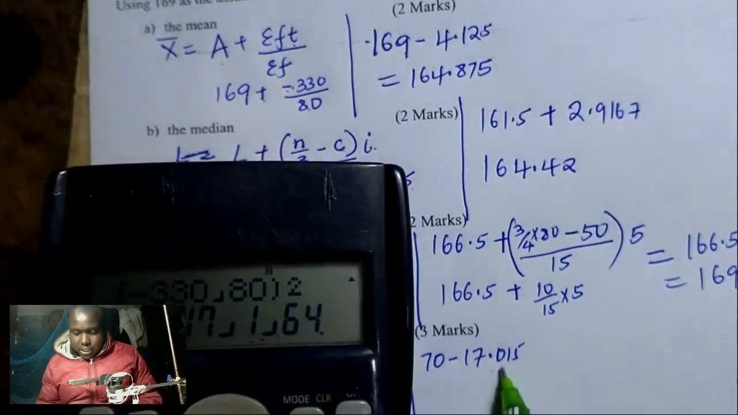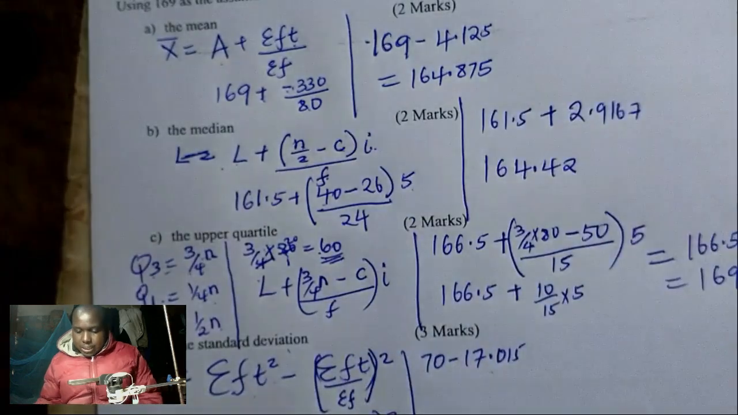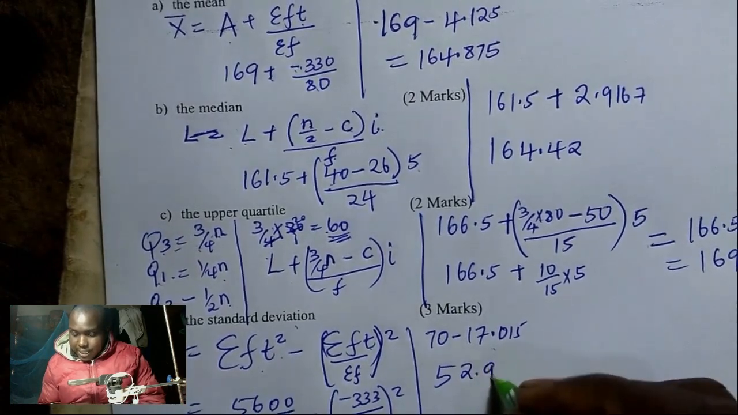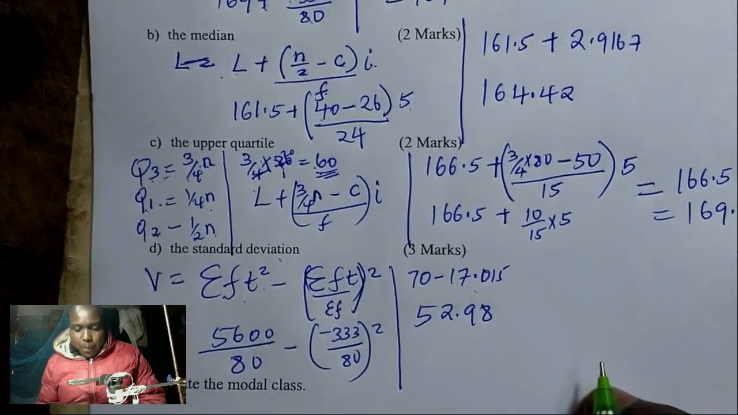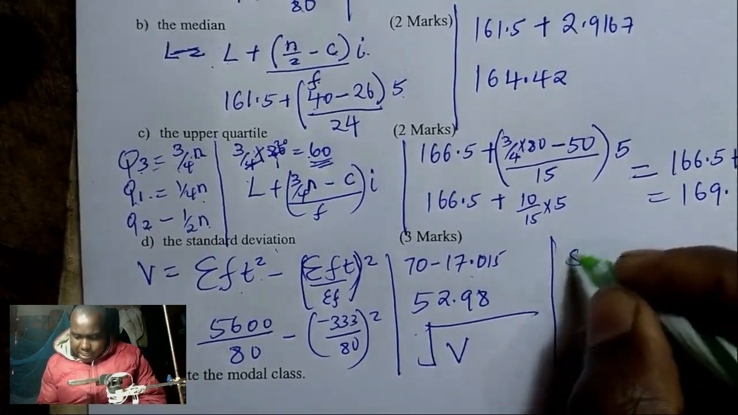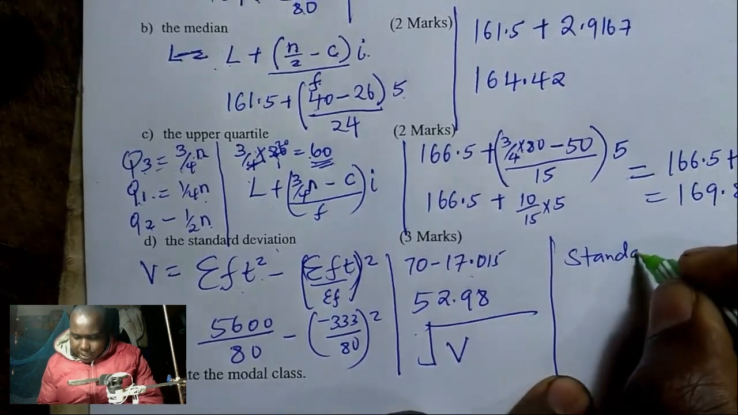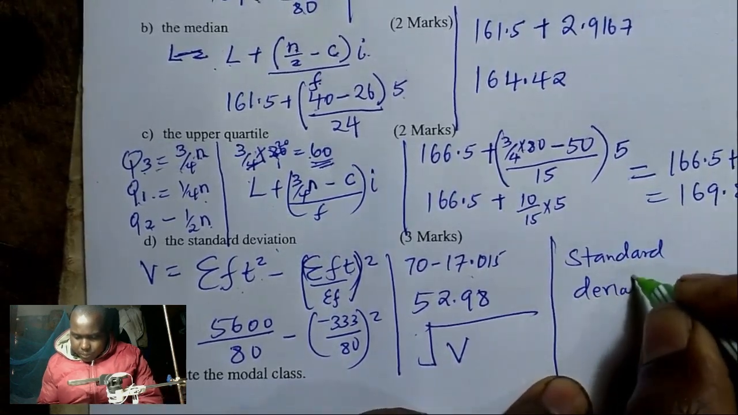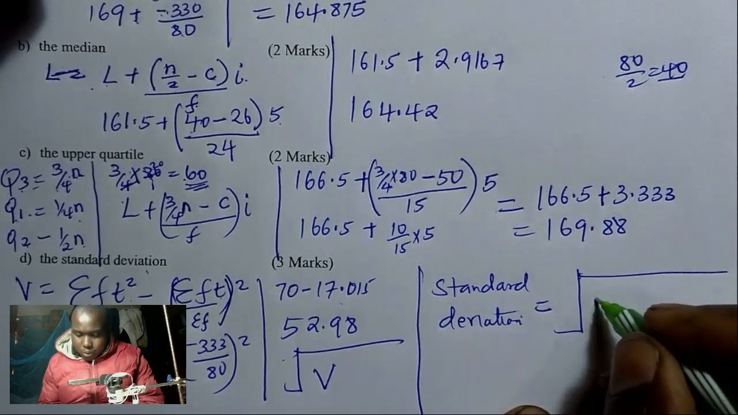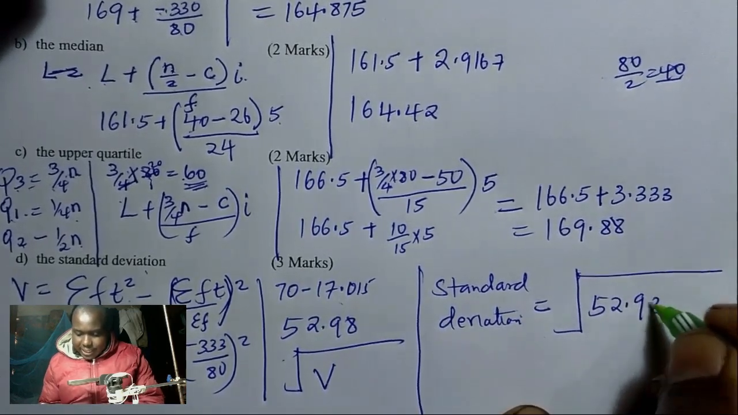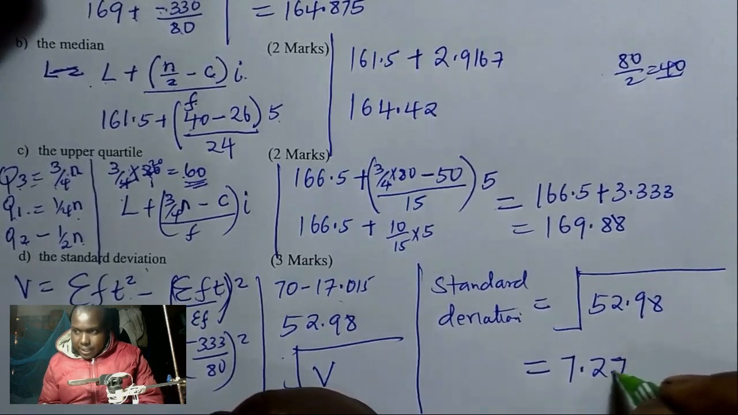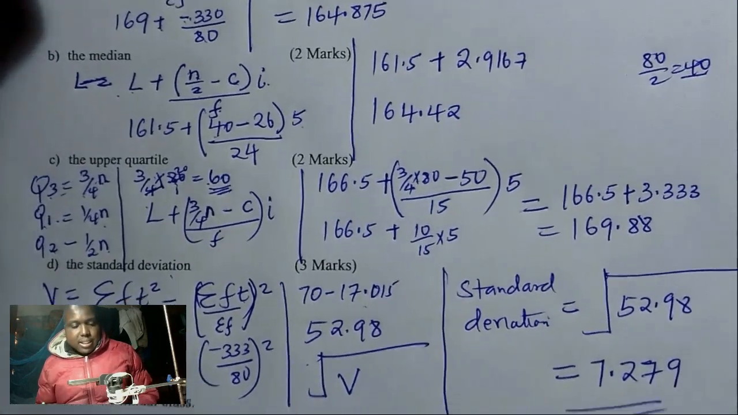That's why we have decimals here. Yes. So just put it like that. And this one is going to be 52.98. So the variance is 52 point that. But tunajua standard deviation is equal to the square root of variance. So standard deviation is equal to the square root of 52.98, and that is 7.279, and that is it.